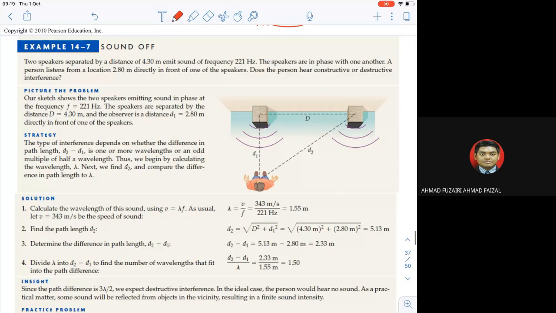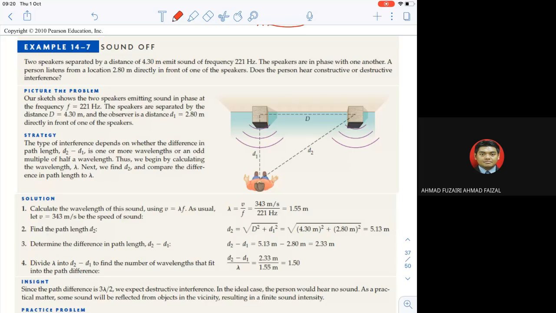Okay. So let's look at the examples. Two speakers separated by a distance of 4.3 meters emit sounds of frequency 221 hertz. The speakers are in phase with one another, meaning that they produce the same phase sound. Two persons listen from a location 2.8 meters directly in front of one of the speakers. Does the person hear constructive or destructive interference? Okay, we cannot know. We need to calculate first.